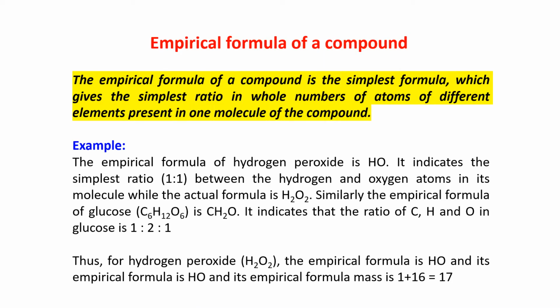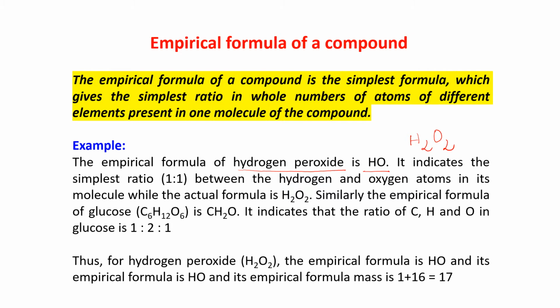Now, what is the empirical formula of a compound? The empirical formula of a compound is the simplest formula which gives the simplest ratio in whole numbers of atoms of different element present in one molecule of the compound. Just I am giving you an example, then it will be clear to you. The empirical formula of hydrogen peroxide is HO. Why? Because the molecular formula of hydrogen peroxide is H2O2.